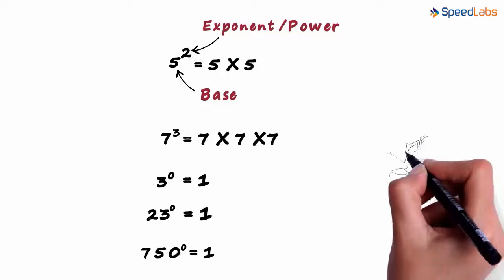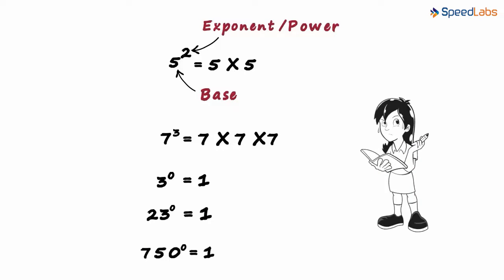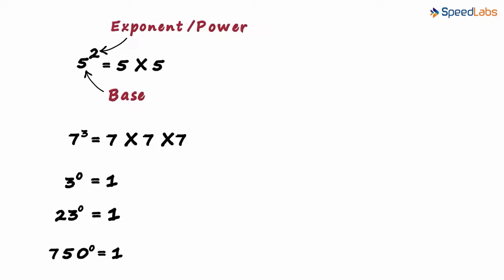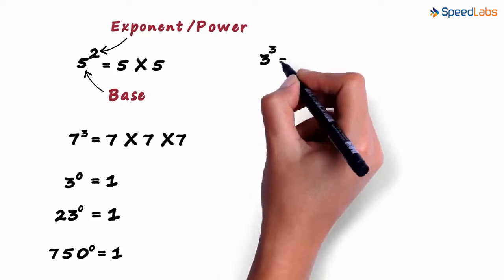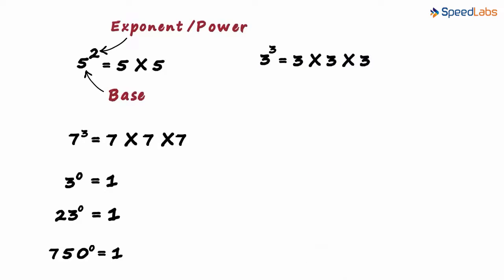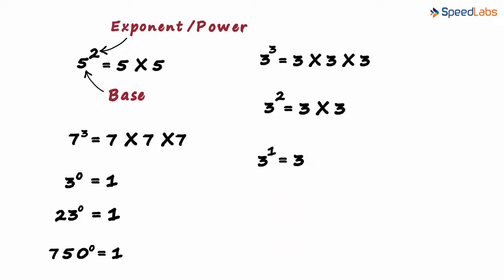Surprised? Well, this was an interesting fact about exponents, but what's even more interesting is the logic behind it. We know that 3 raised to 3 can be written as 3 multiplied by 3 multiplied by 3. Similarly, 3 raised to 2 can be written as 3 multiplied by 3. And 3 raised to 1 equals just 3. Then what will 3 raised to 0 be equal to? Let's go back and analyze a bit.